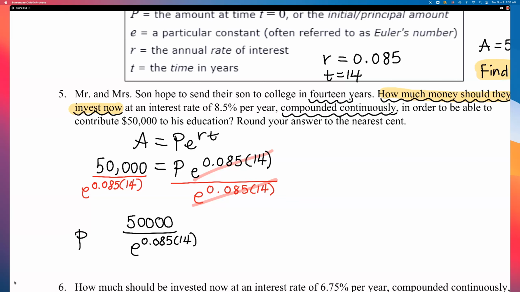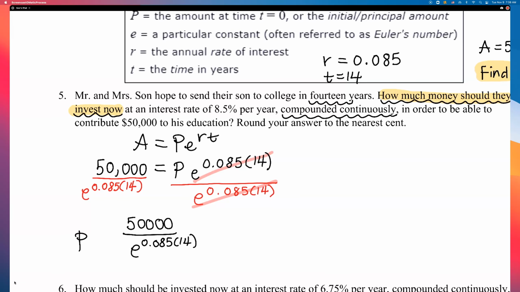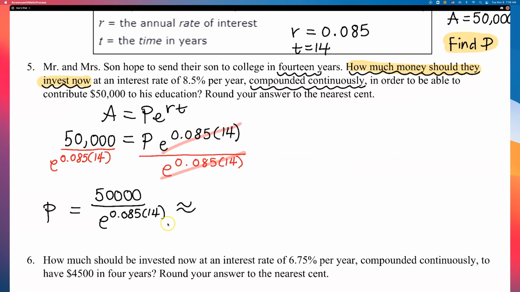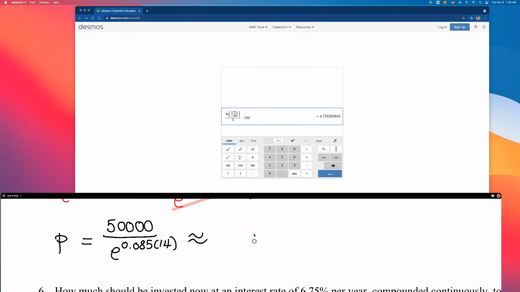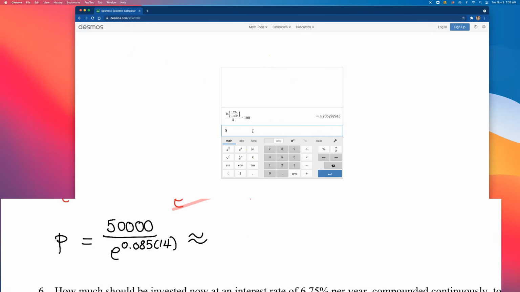But, you know, that's not so helpful to this couple. So what we're going to do is we're going to get the approximate decimal value of this. And I'm just going to round this to the nearest cent because this is about money. So let me type this in now. 50,000 divided by e raised to the 0.085 times 14th power.